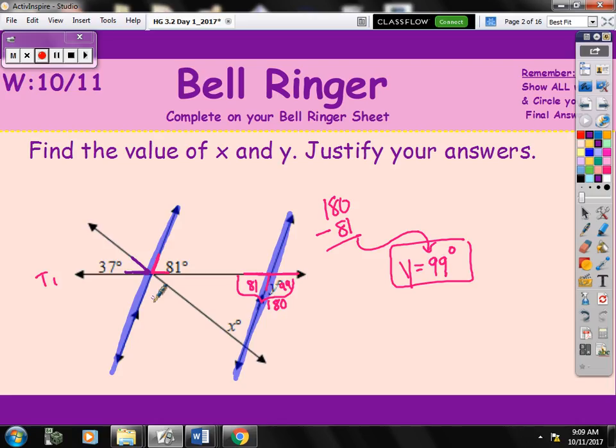But what type of angles are these? They are vertical. What do we know about vertical angles? They're the same measurement. They're congruent. So if this is 37, that's also 37.